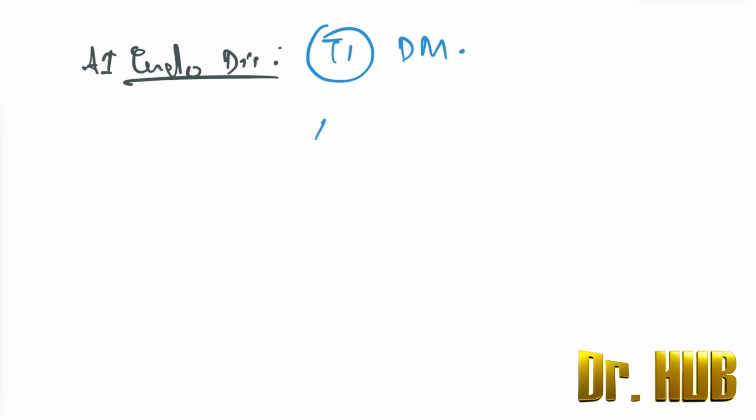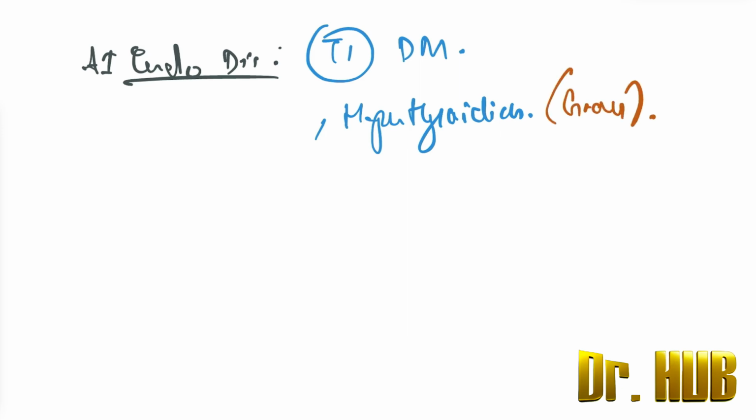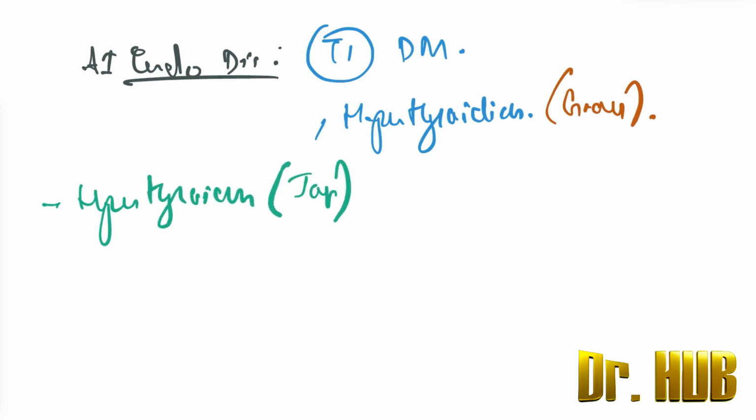Next, we are looking at the autoimmune endocrine diseases. So this includes type 1 diabetes mellitus as well as hyperthyroidism. Hyperthyroidism, this is nothing but the Graves. Next is the hyperthyroidism, this is a Japanese one. So let's break it down.